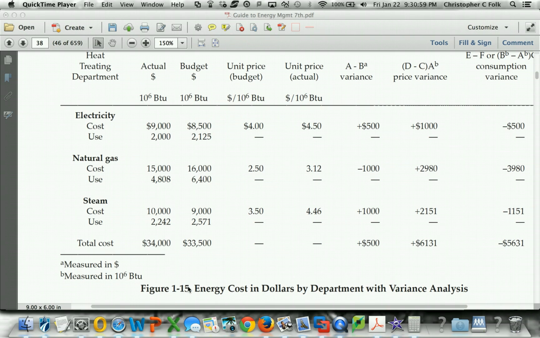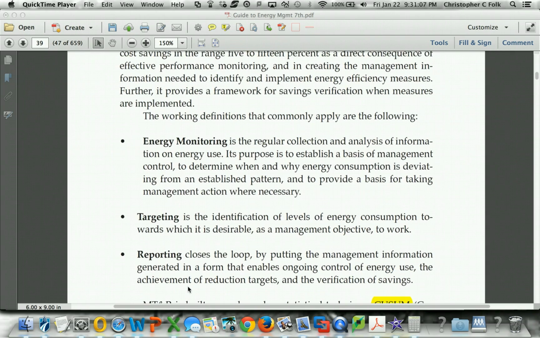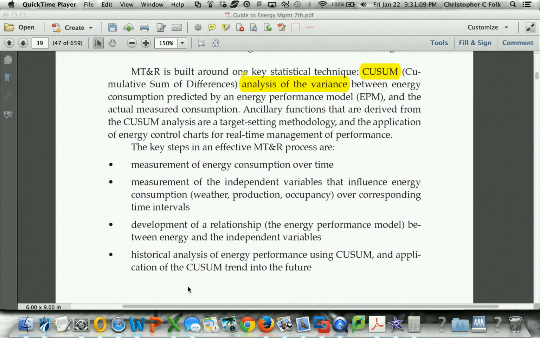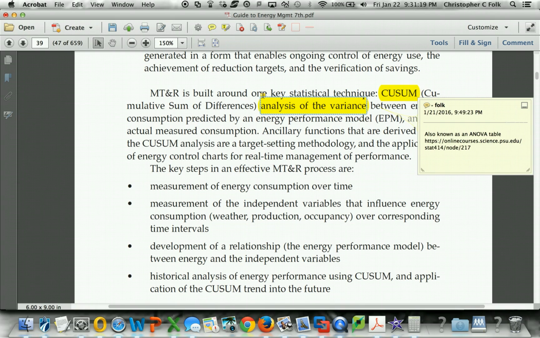The first term that jumps out is this term called Q-sum, which is the cumulative sum of the differences. And that's going to show up right here on page 39. Okay, so the Q-sum, and I've got this key phrase here, analysis of variance, right? I've got a note right here, and that note is, it's also known as ANOVA table. And I will post a link on the Blackboard for some resources on how you can learn more about these ANOVA tables and this analysis of variance.